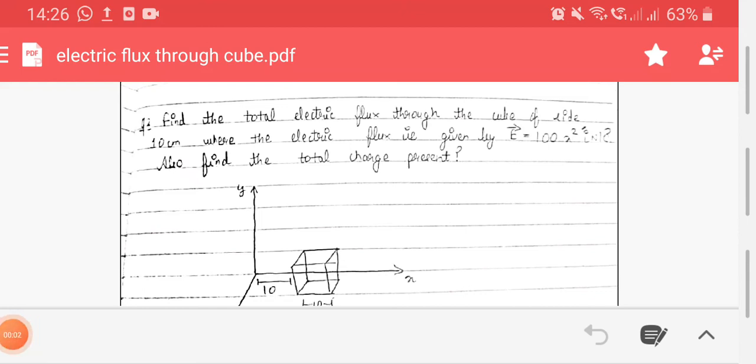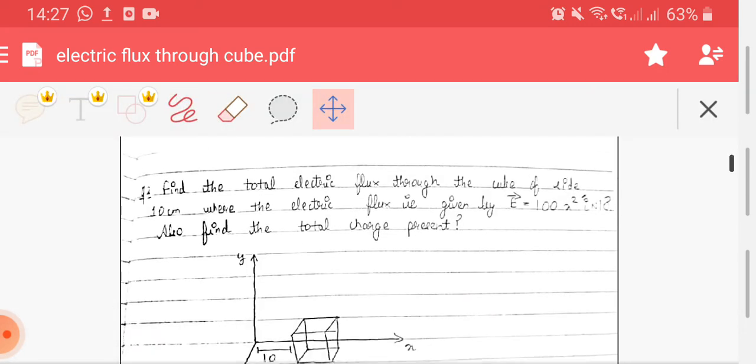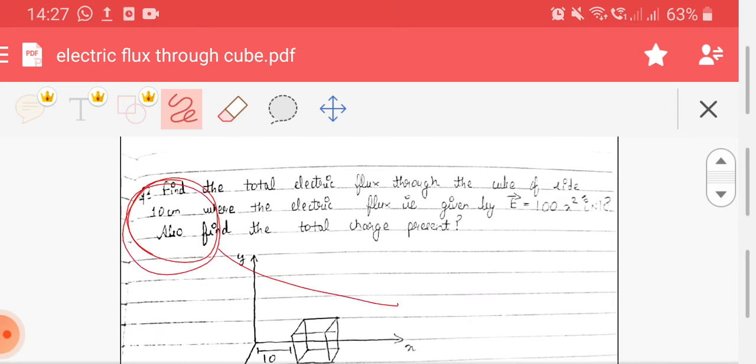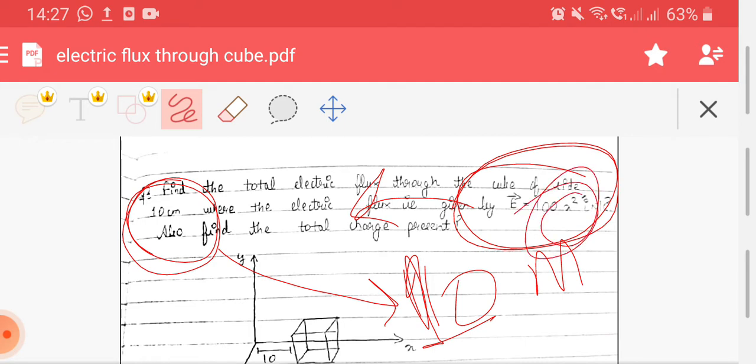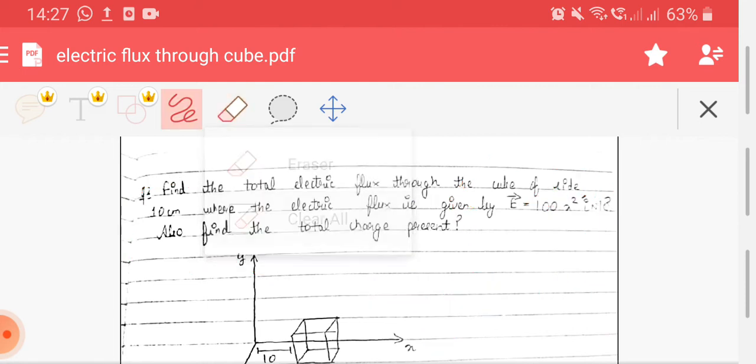So in this case, we have to calculate the electric flux through a cube of side 10 centimeter. For solving this numerical, I have used meters instead of centimeters. Take care of it. Here it is mentioned 10 centimeter, but I have done all the calculation using 10 meter. Okay. So firstly, the electric field given here is not a constant; rather it is a variation that depends upon x square, and it is along i cap, you can see.